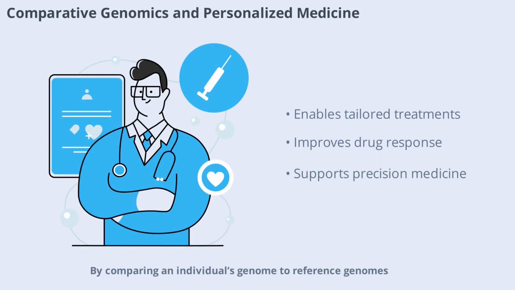Personalized medicine relies heavily on comparative genomics. By comparing an individual's genome to reference genomes, doctors can identify genetic variations that influence drug response, disease risk, and treatment outcomes. This approach enables tailored healthcare strategies, ensuring that patients receive the most effective therapies based on their unique genetic makeup. Comparative genomics is thus paving the way for more precise and effective medical care.